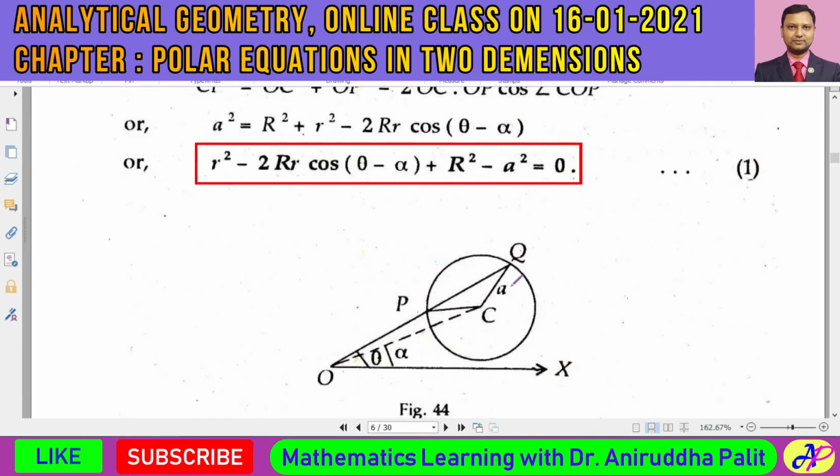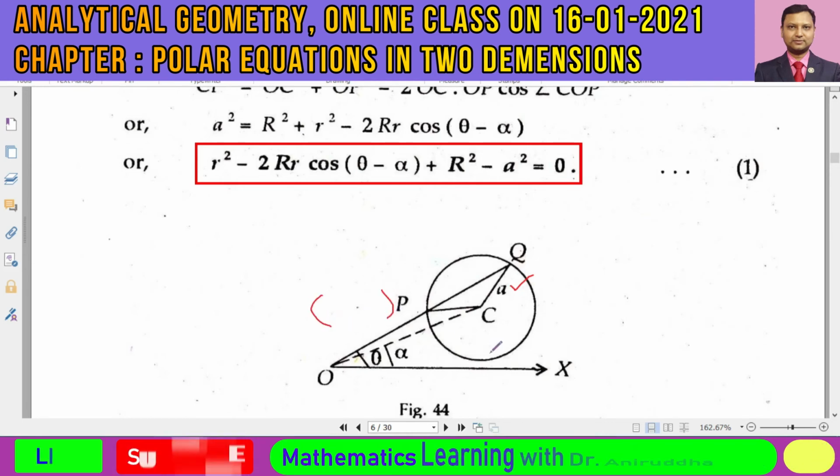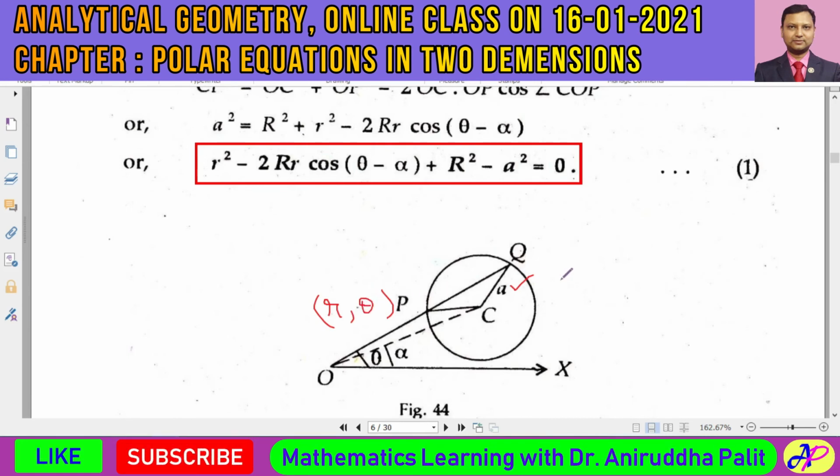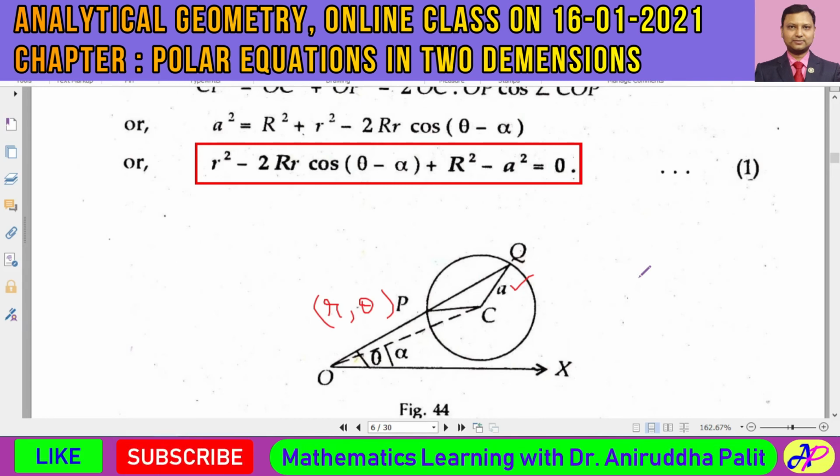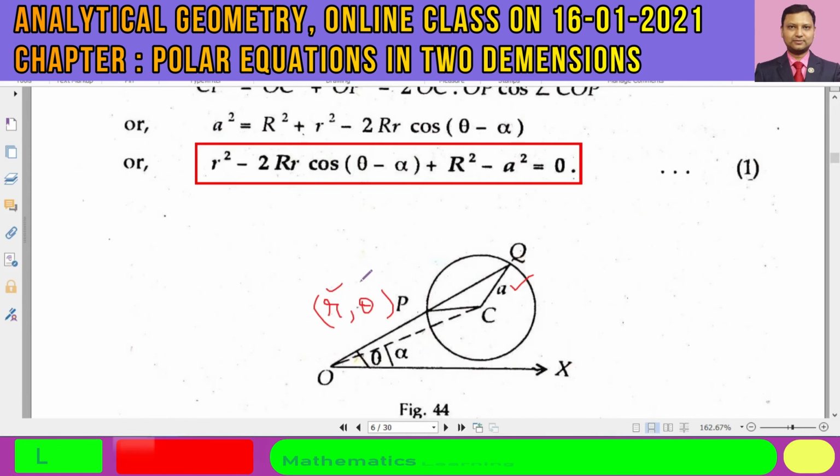The radius of the circle is taken as equal to small a. Suppose this point P is any arbitrary point on this circle. Then what would be the polar coordinates of the point P? Suppose the polar coordinates are r, theta. Any arbitrary point would have polar coordinates r, theta. Now, how to find out the relation between this r and theta?